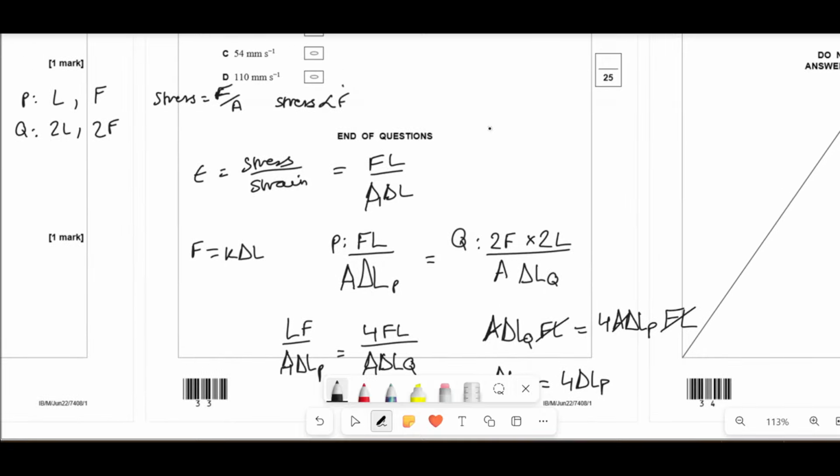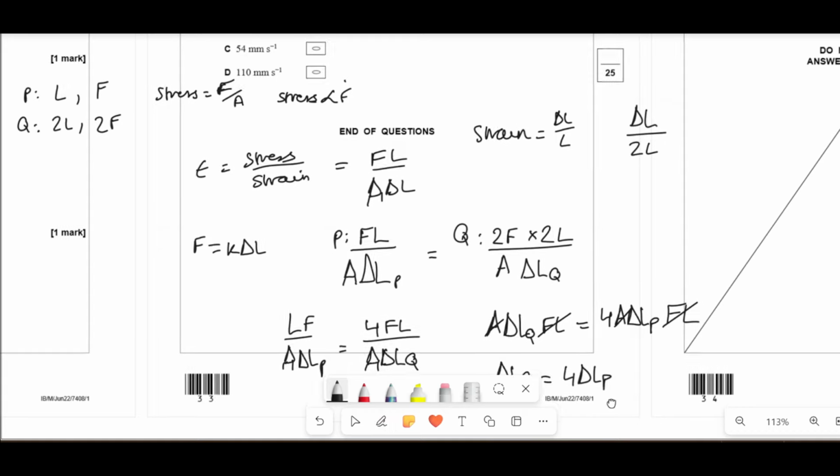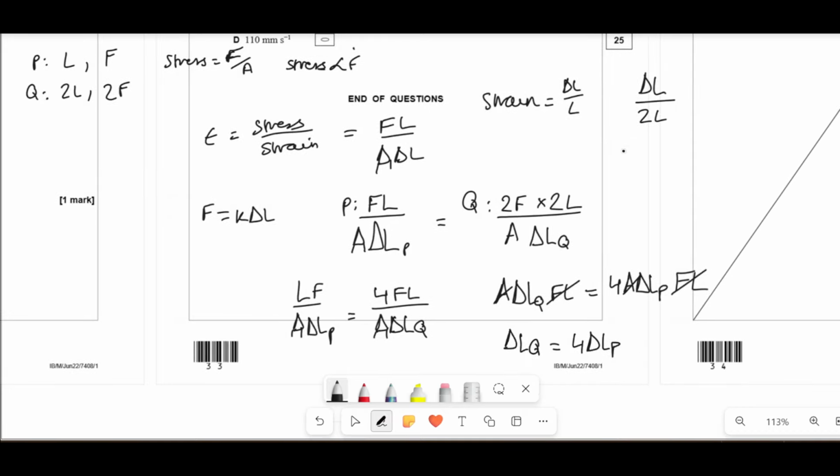So if we go back to our stress and strain, the one that we care about with delta L is the strain. So strain equals delta L over L. For P, it's going to be delta L over L, right? But for Q, it's going to be delta L for Q over 2L, which is the length. But we've just established that delta L_Q is 4 times that. So the strain of Q is going to be 4 times the delta L for P over 2L. Now you can see that these cancel out, and that gives you 2. So that means that the strain of Q has to be double that of P.